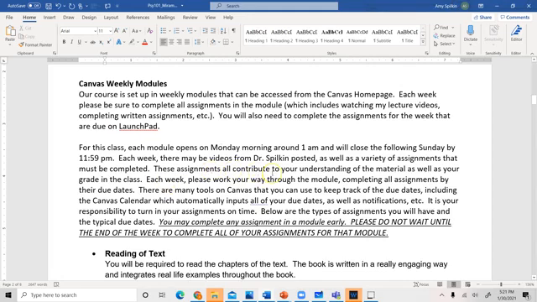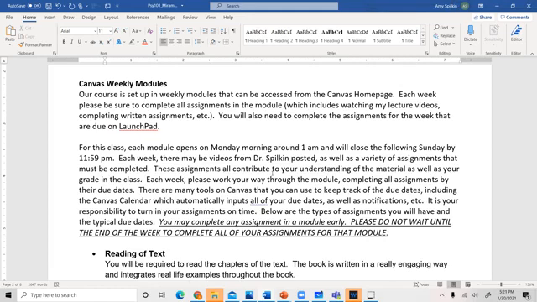They all contribute, all the assignments I have on there contribute to your understanding of the material as well as your grade in the class. So just every week, work your way through the module, completing all your assignments by their due dates. Okay, there are tools on Canvas that you can use to keep track of due dates. There's a calendar. You might want to use your cell phone or something to keep track of due dates.